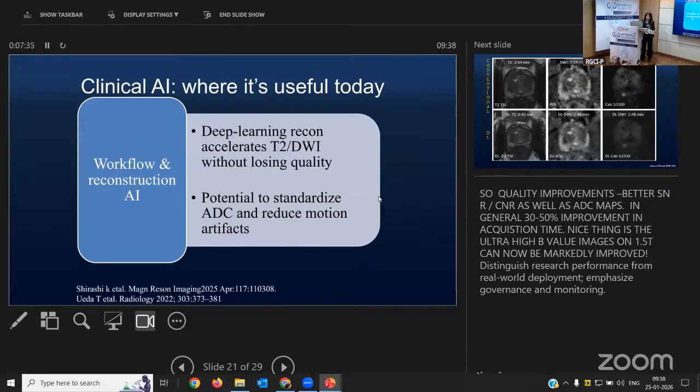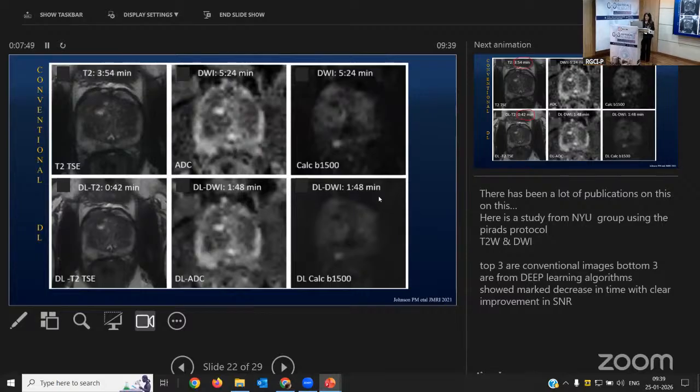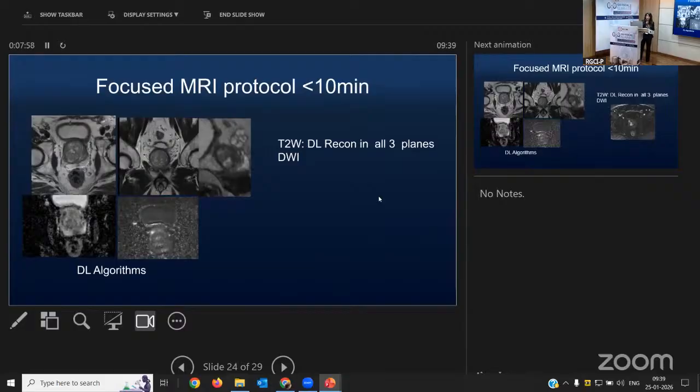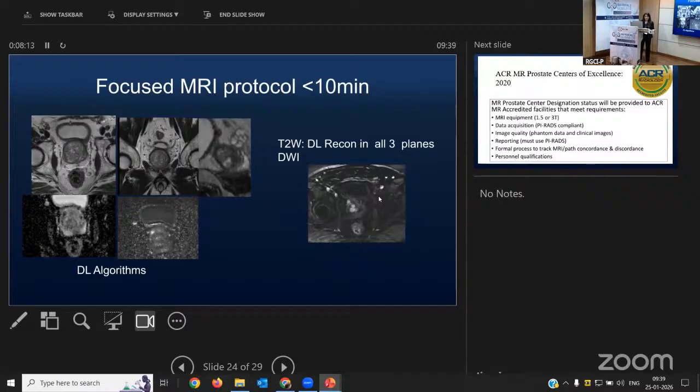What about diffusion? That's really where the biggest time sink happens, and it's also the workhorse for imaging, used for peripheral zone detection as well as in the transition zone, where it can help you upgrade. Even in diffusion, deep learning helps quite a lot in decreasing the time and getting good quality images. Now with the focused MR protocol using these deep learning techniques, we can do less than 10 minutes, and if you use contrast, it's 12 minutes. So it's not bad. You can do all 3 planes with contrast and get quite an impressive exam as long as you have good quality.